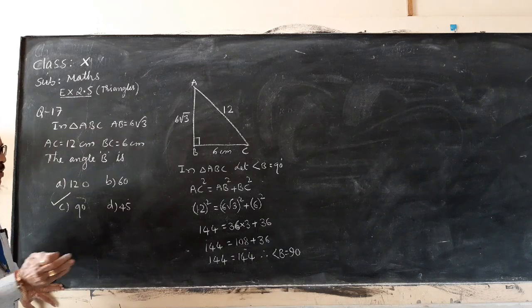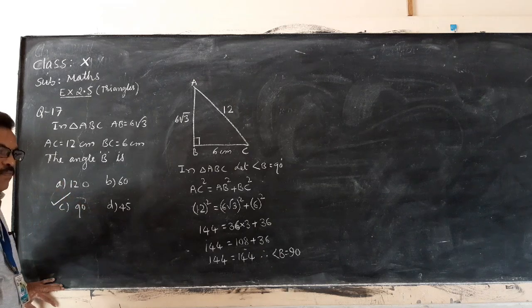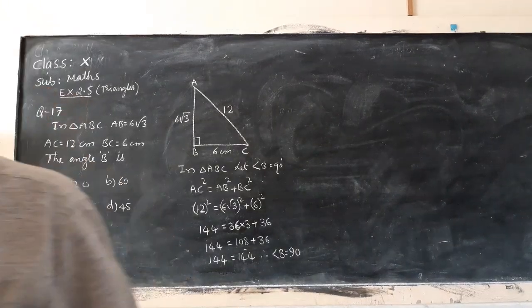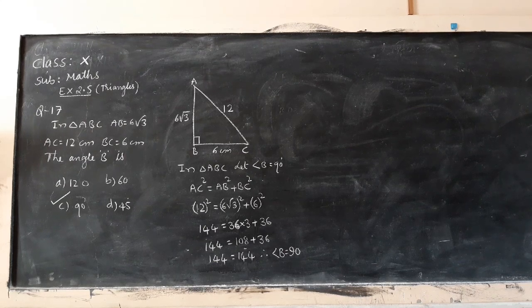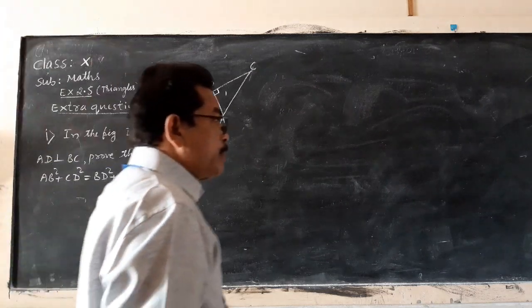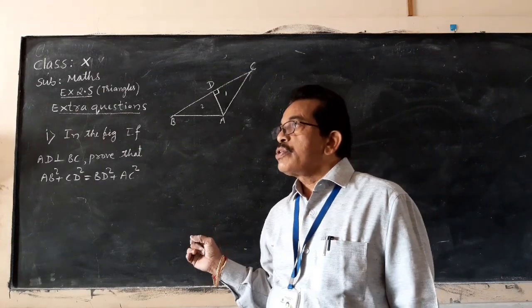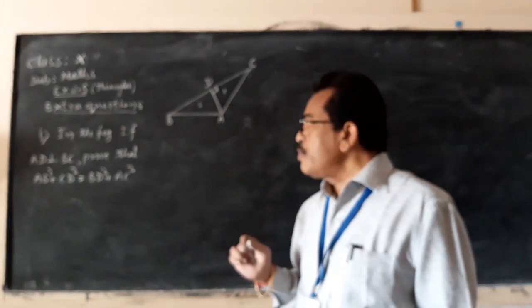In this way, you have to think and find the answers. Write down. See, this chapter is completed now. Let us observe some extra questions which are considered as most likely questions.